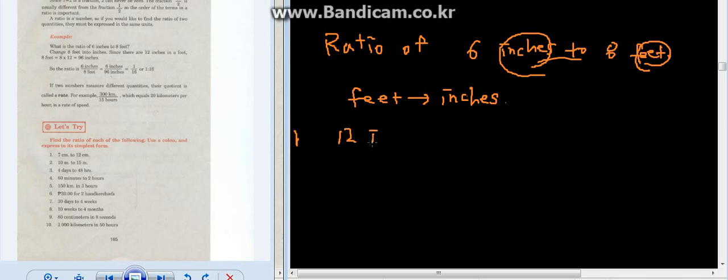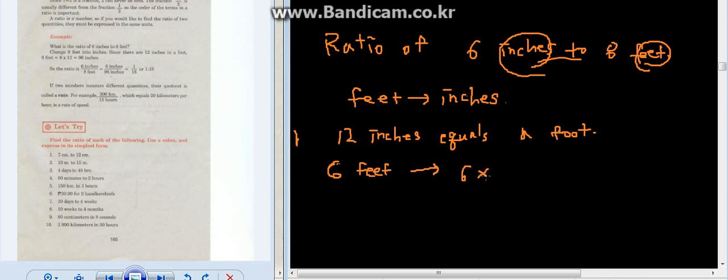Actually, 12 inches equals a foot. Then you can change 6 feet into 6 multiplied by 12 inches. Sorry for a mistake. It's not 6, it's 8. And it's 8 feet.